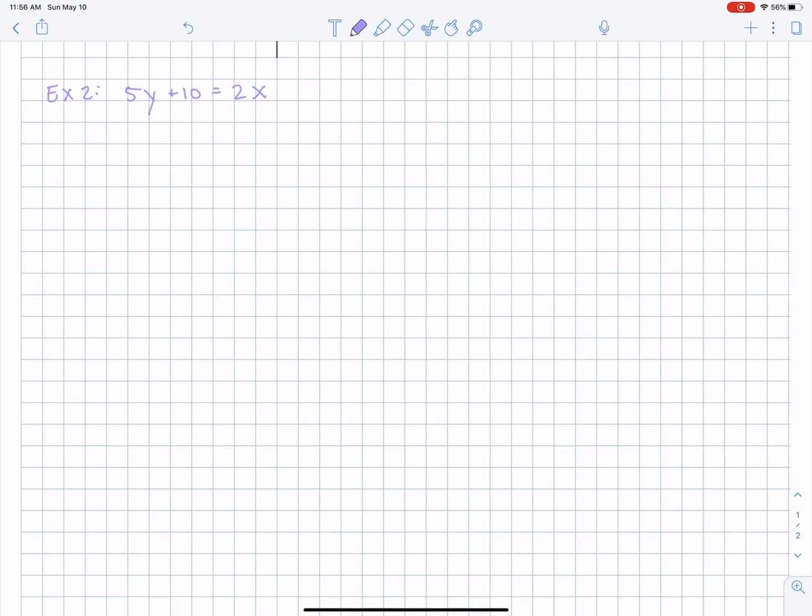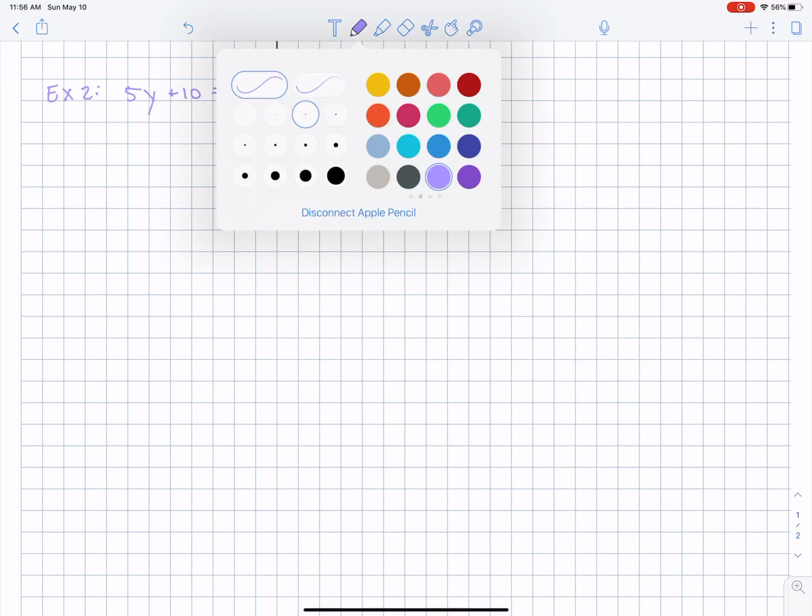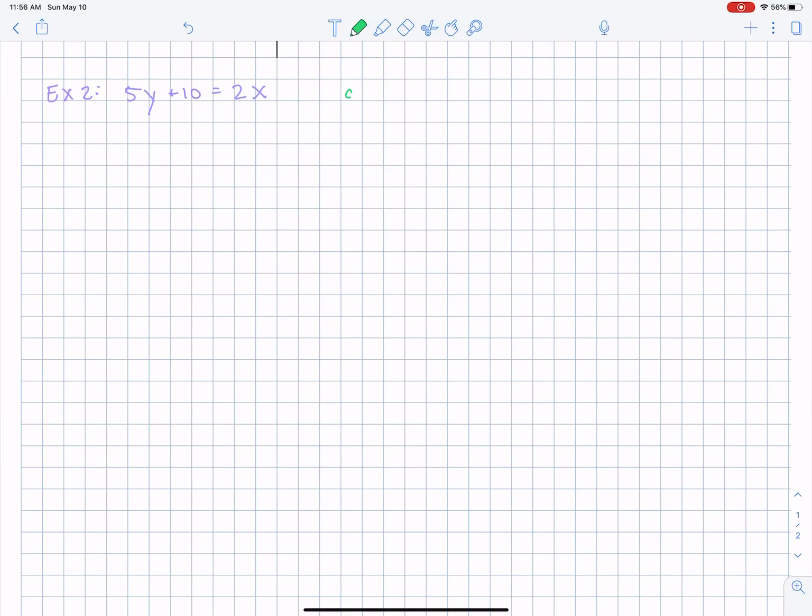Now this one looks a little bit different than that other example. However, we still have the same goal. So I'm going to keep that kind of green color. And our goal is to get to y equals mx plus b, meaning that that y is isolated. So you can go ahead, you can either take a pencil and underline y, just to remind yourself that everything else on that side of the equation, so the 5 and the 10, are going to have to move.